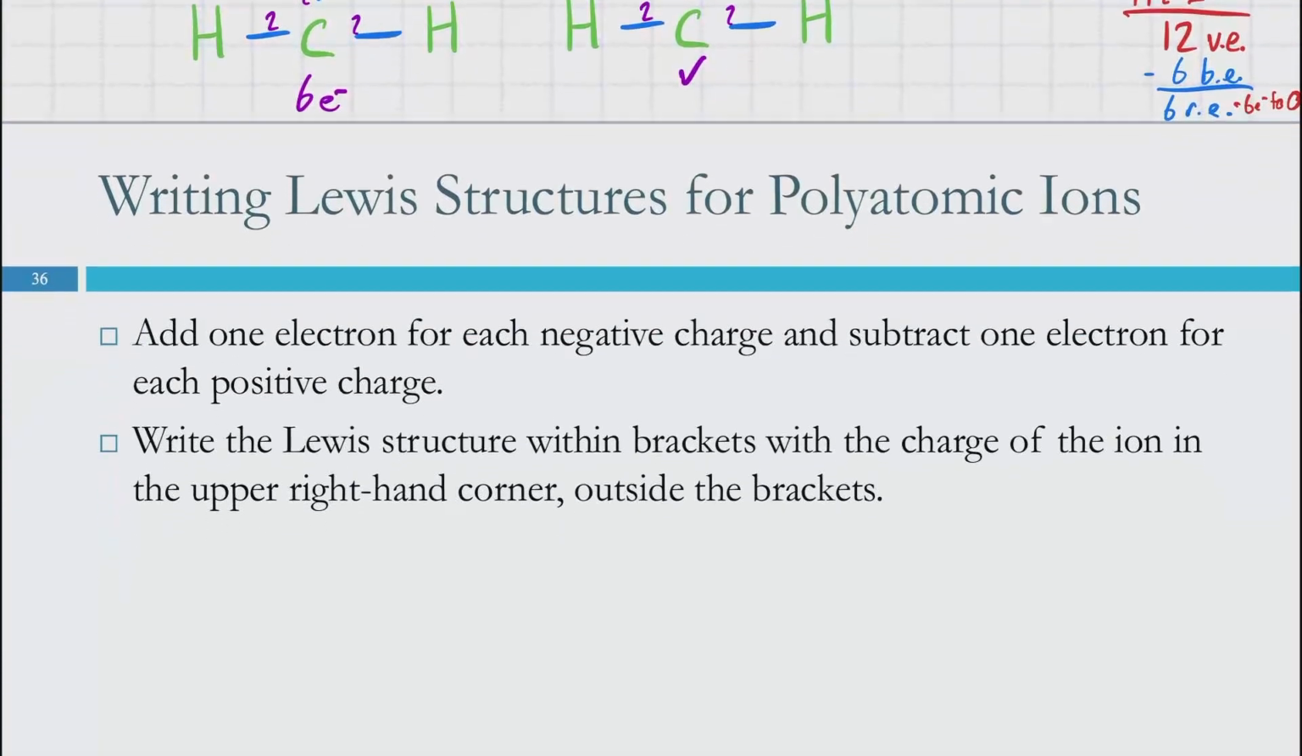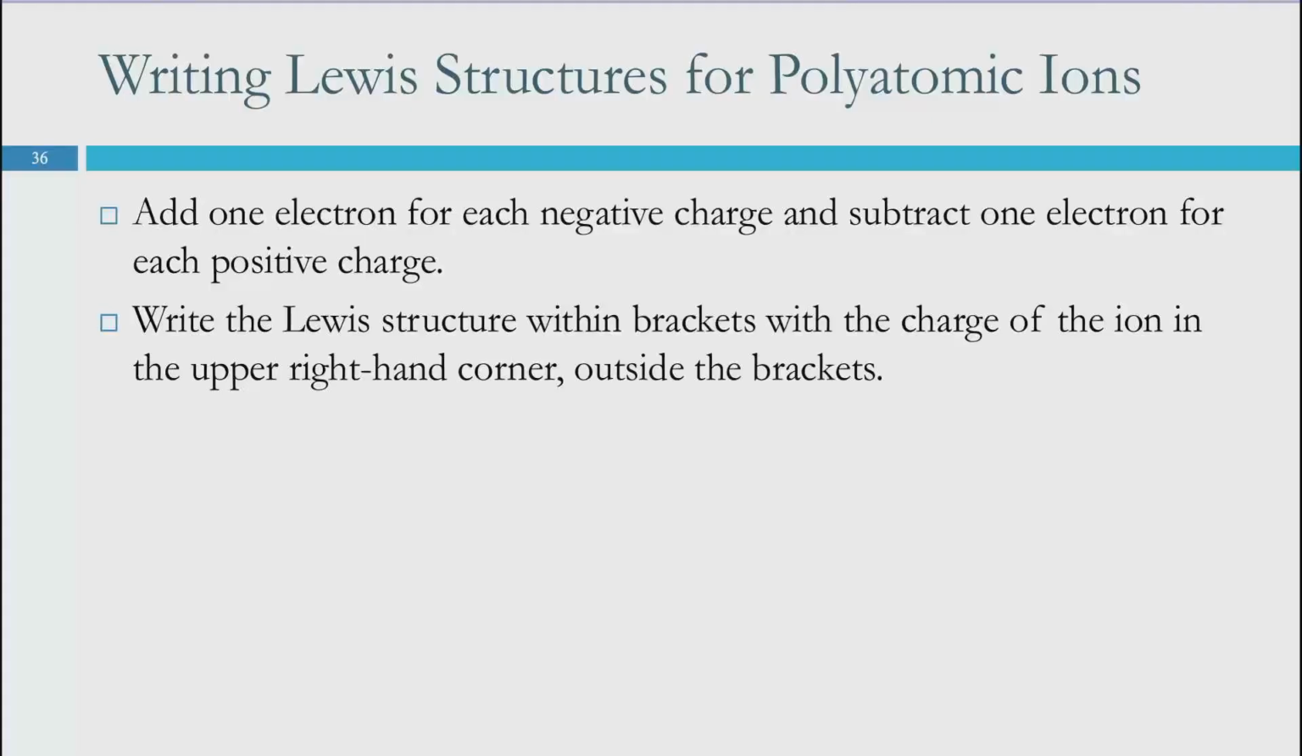Okay. We can also have Lewis structures for polyatomic ions. We're going to add 1 electron for each negative charge. We're going to subtract 1 electron for each positive charge. And just like with our ionic compounds, we get brackets with the charge in the upper right-hand corner, but around the entire polyatomic ion.